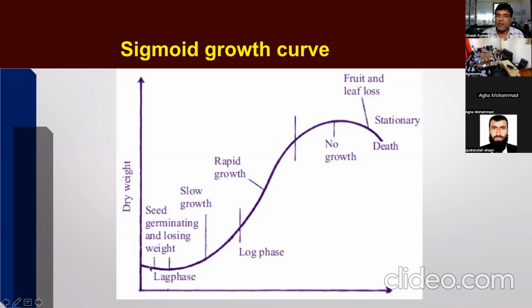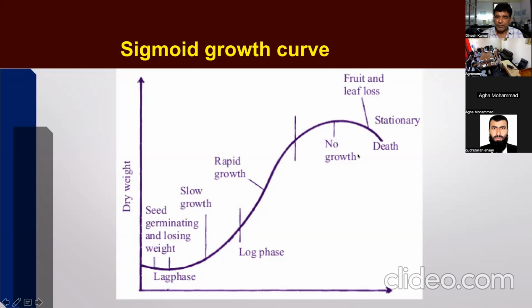So initially there is some decrease, and then it will start increasing slowly. And from this point, you can see rapid growth during this period. It is very fast growth, then it slows down, and it can fall also. It can become negative also, or reduce growth. So this is called as sigmoid curve of growth.